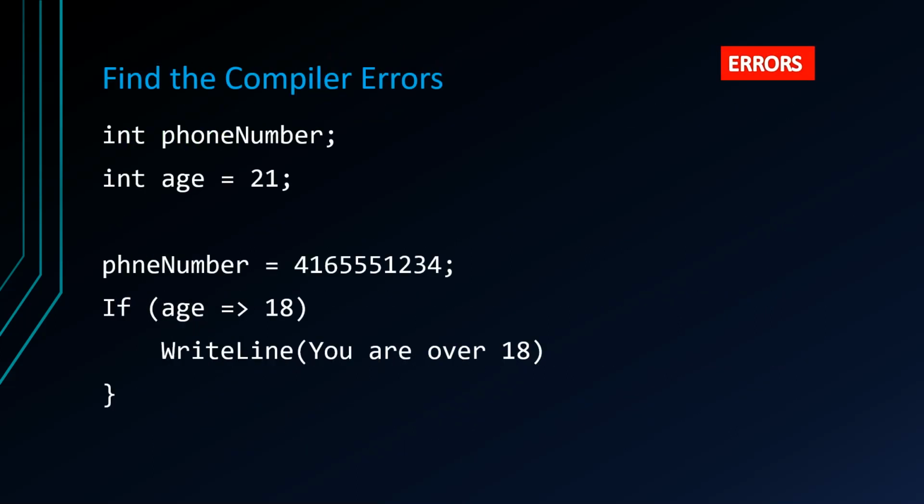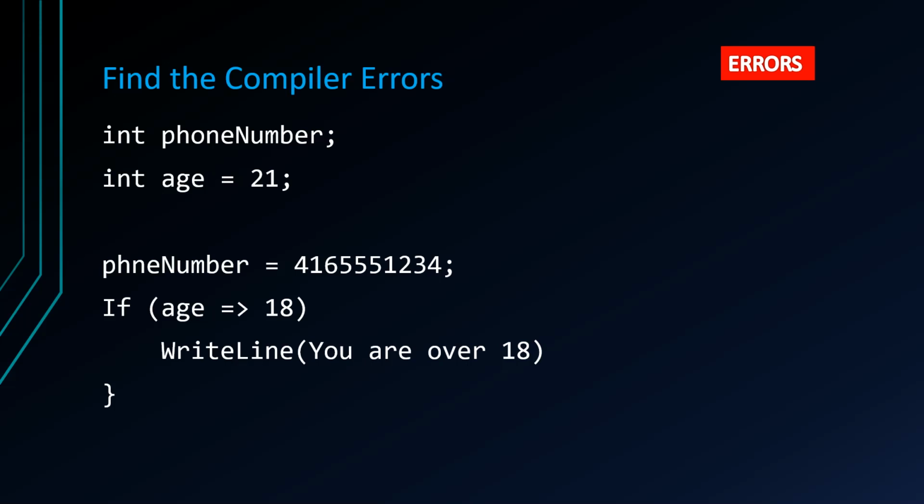So let's take a look. Let's see how well you learned your lesson. Pause the video for a second and see how many compiler errors you can find here. I'll give you a hint. There are 8. See if you can find them all. Okay, let's see if you got them. Now, the first 2 lines, they're good. There's no problem there. We have int phone number and int age 21. No errors on there at all.